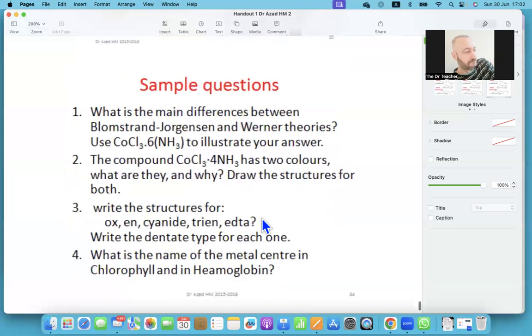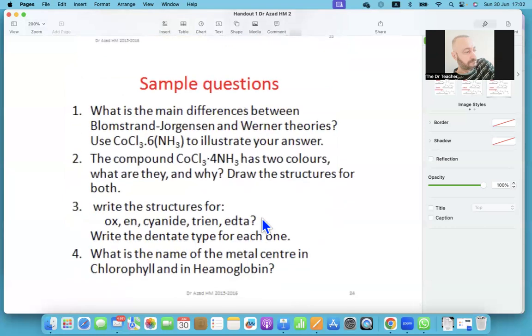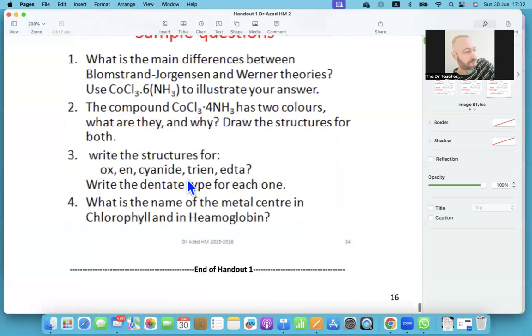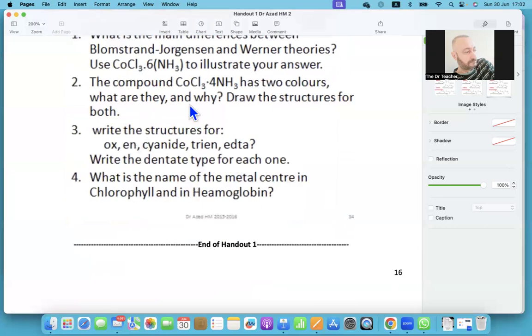So, sample questions or summary knowledge. What is the main difference between the Blomstrand-Jorgensen and Werner theories? Use this model to illustrate. The compound CoCl3 4NH3 has 2 colors, you remember? Green and violet. What are they? Why? Draw the structure for both. Write the structure for OX, EN, cyanide, triene, EDTA. So this has been explained; you have to draw the structure.